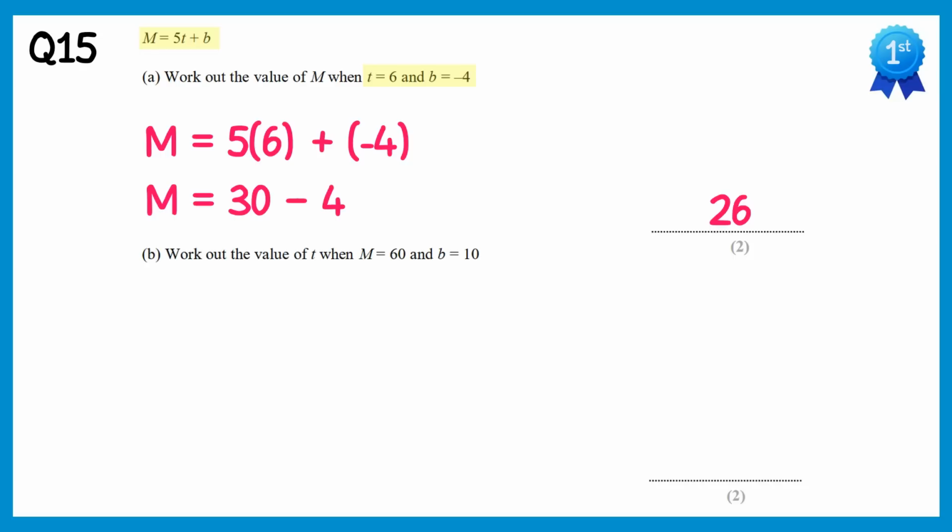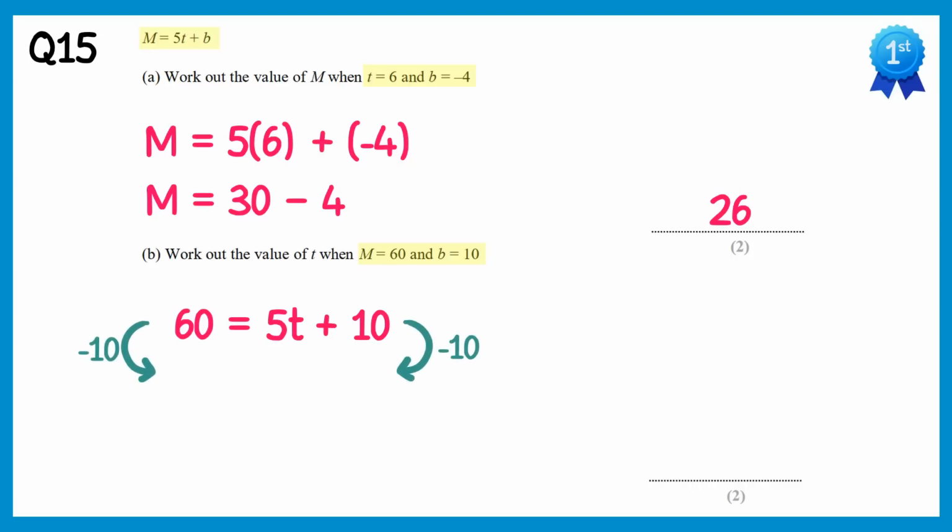For the next part, I'm told the values of m and b, and I need to find t. So again, we're going to write the formula, but we'll change m for 60 and b for 10. So m equals, so 60 equals, 5t, but we don't know t, so we'll just write 5t, plus b, and we know b is 10, so plus 10. This is just an equation to solve.